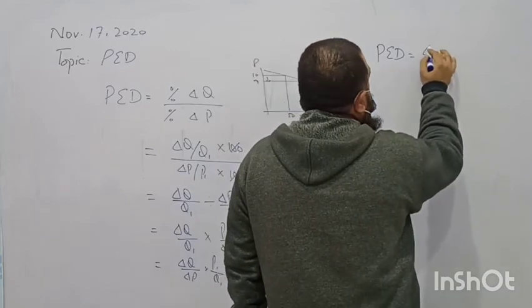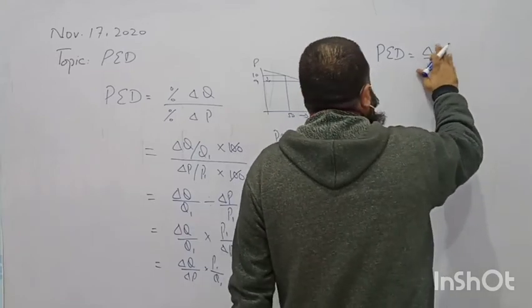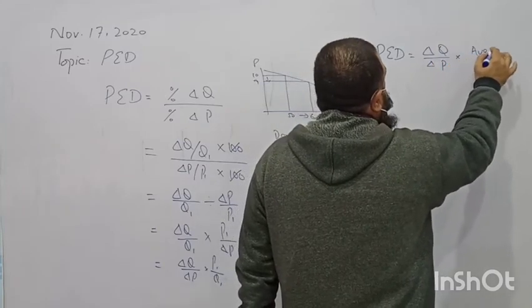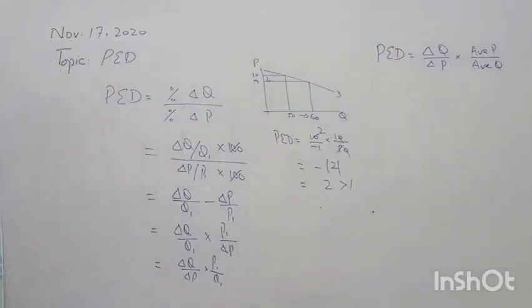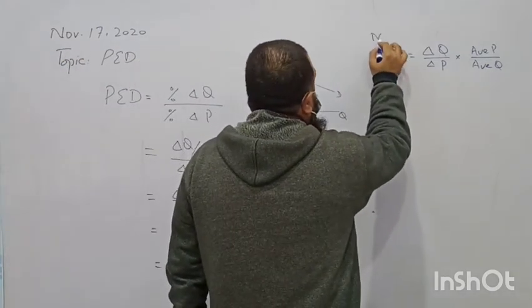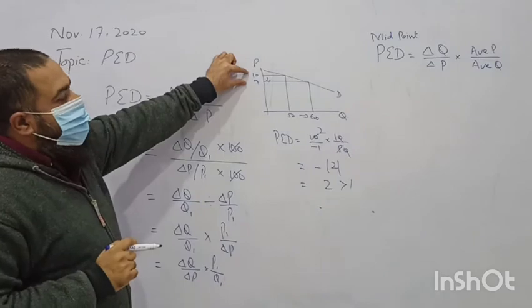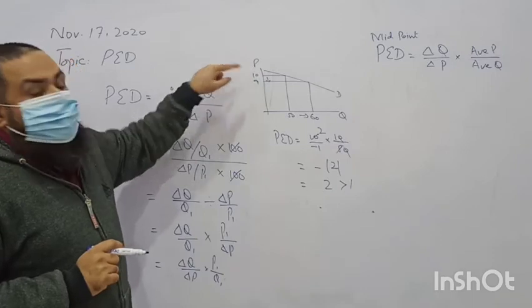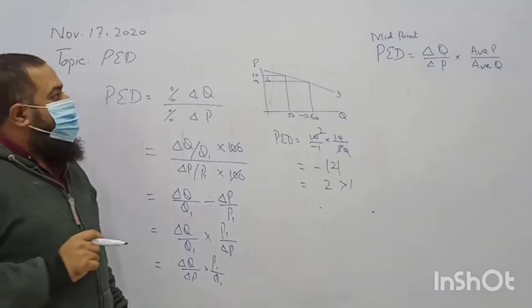The same formula can be written like this: change in quantity over change in price, times average price over average quantity. Sometimes it is asked, what is the midpoint elasticity? This is called midpoint elasticity. Now we have to find the average price. How to find the average? Add these two prices, 9 and 10, and divide by 2. So this will be the average price.